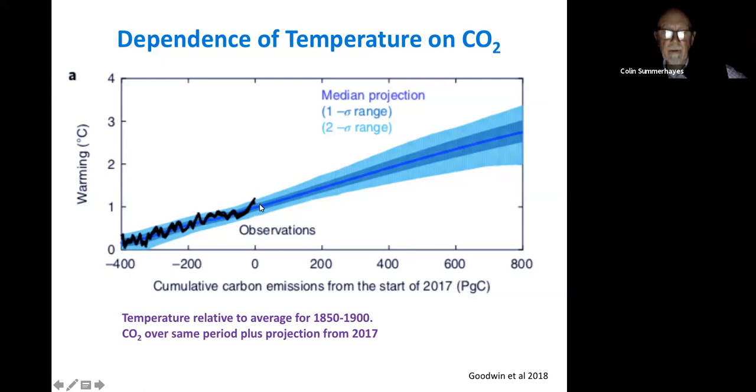And the blue line shows you a projection. If we carried on burning fossil fuel for another 200 gigatons, 400 gigatons worth of emissions, and so on, these are the temperatures we could expect to get. These are temperatures relative to the average for 1850 to 1900.